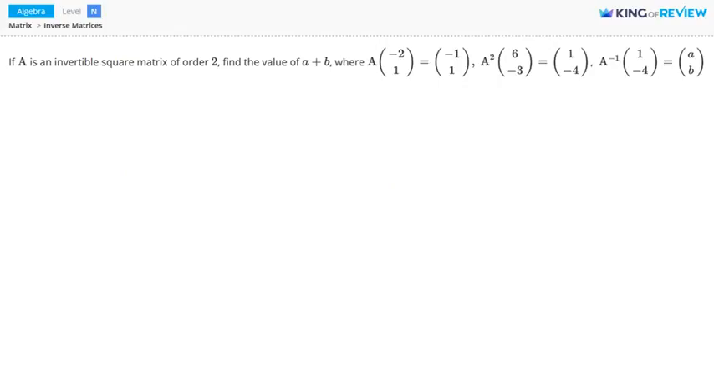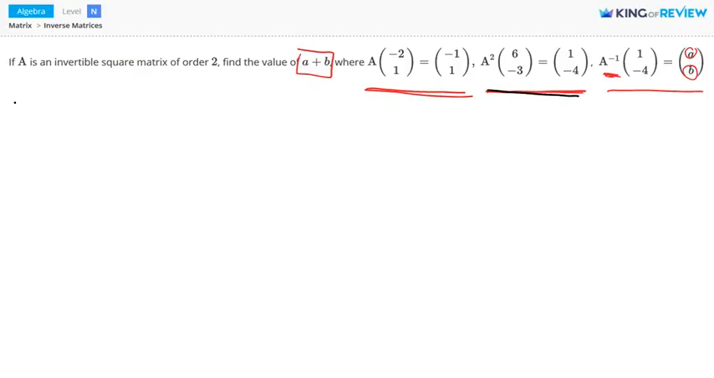If A is an invertible square matrix of order 2, find the value of a plus b. Now a and b are these entries here, and we're given 3 equations. So I want to start by trying to format these 2 equations in a way where I can get A inverse. So let's start with the A squared equation here.